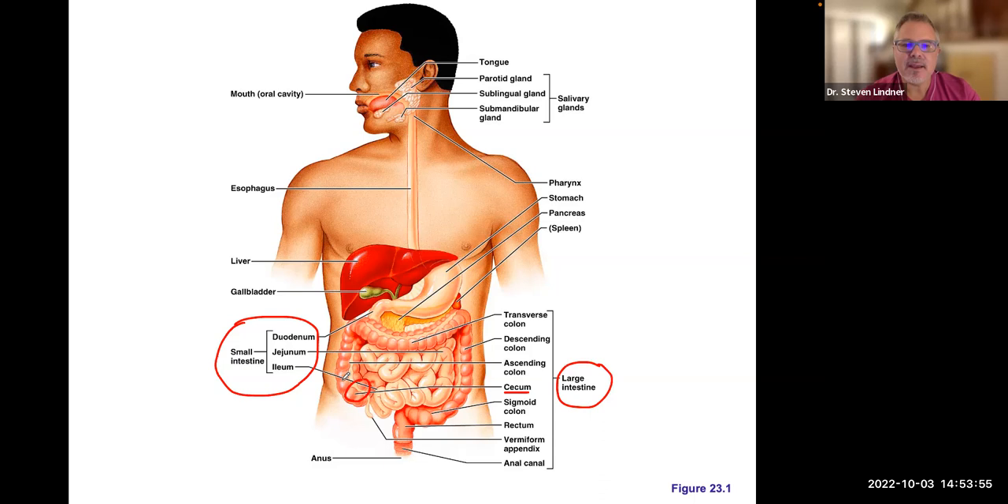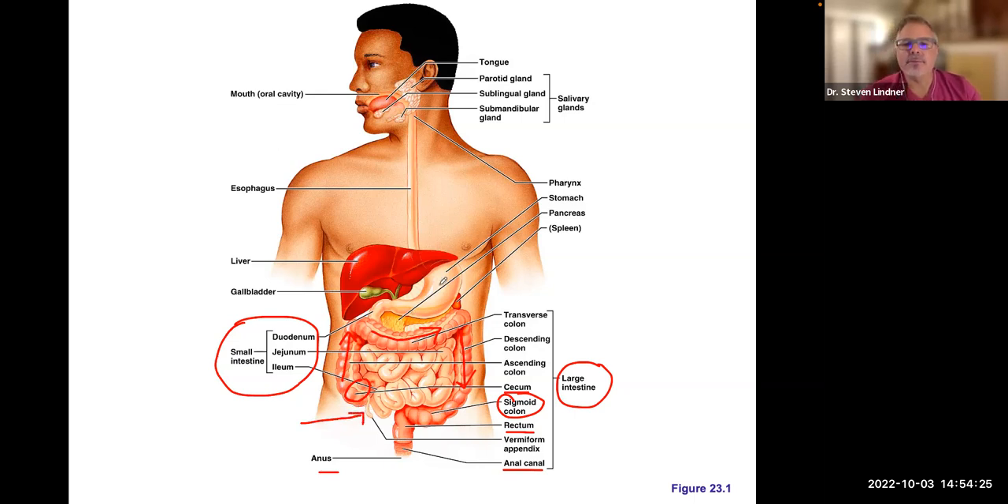And then we have the colon or the large intestine that is divided into different parts. We have an ascending colon. We have a transverse colon running transversely. Then we have a descending colon. Then we have a sigmoid colon. Then we have the rectum and the anal canal leading out to the anus. Here's our vermiform appendix right here.